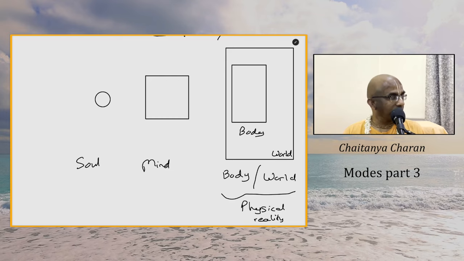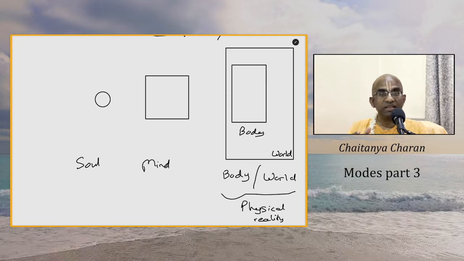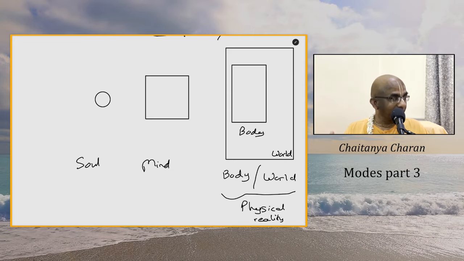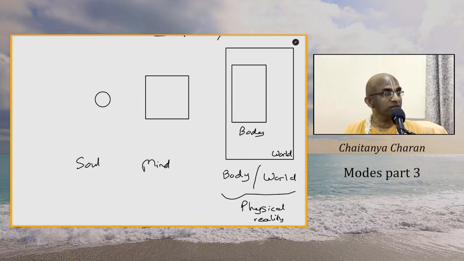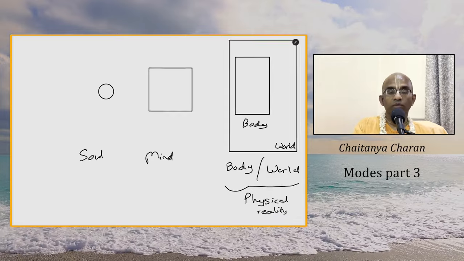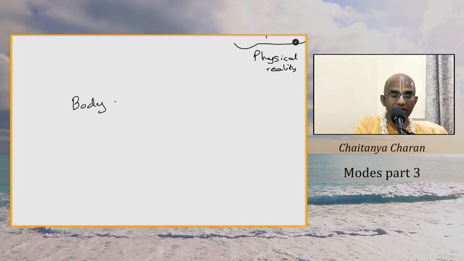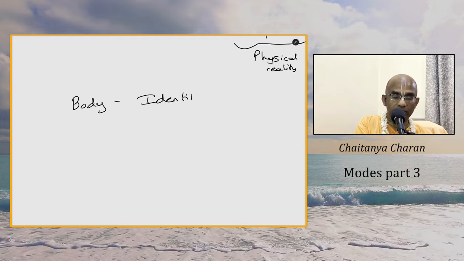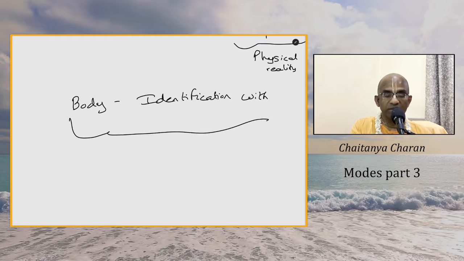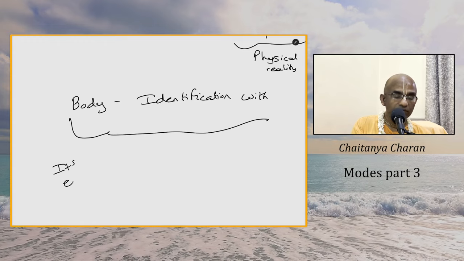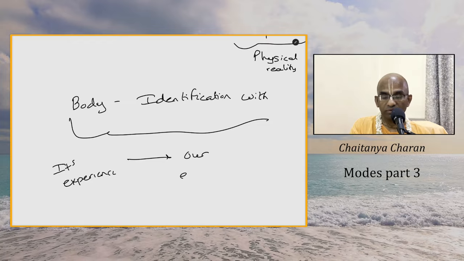So if we really love someone, if we're attached to someone, then if a parent is attached to the child and the child gets even a slight cut, the mother feels pain, isn't it? So when our emotions are invested in something, then that experience becomes our experience. So basically when we say body and identification with the body, any kind of identification with anything, essentially what does it mean? Its experience or their experience becomes our experience.